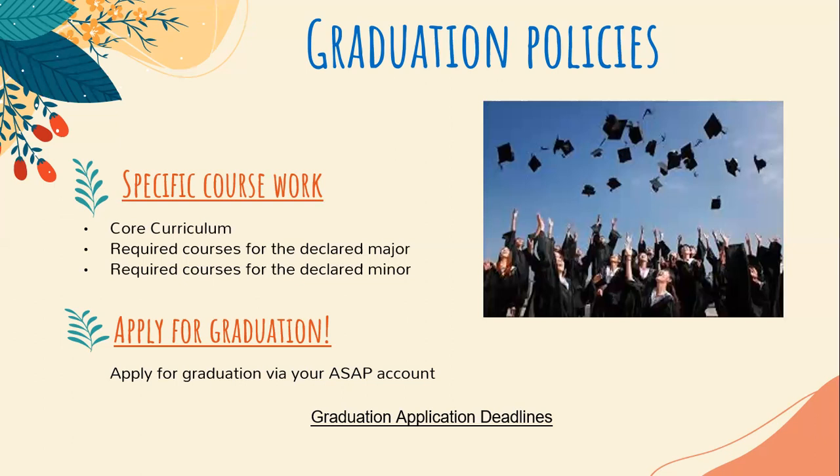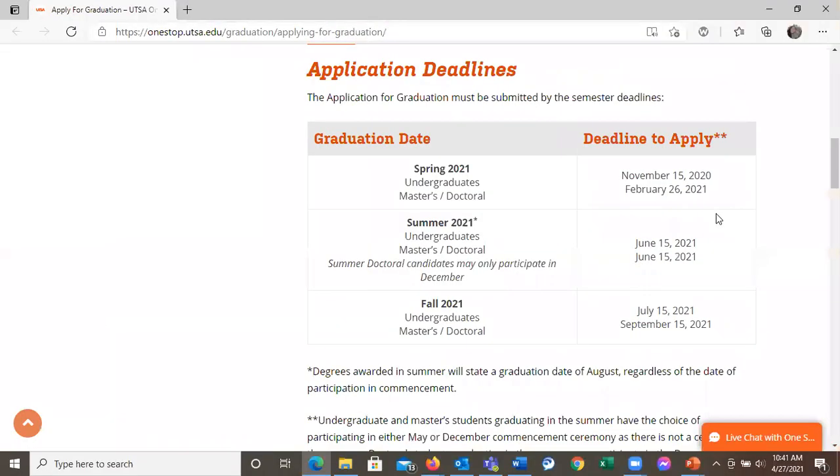Now, the graduation application is found on ASAP, and the graduation application deadlines are prior to your final semester. So for the spring semester, the graduation application deadline would be November 15th. For a summer graduation, the application deadline is June 15th. And for the fall, you would need to apply for graduation by July 15th.